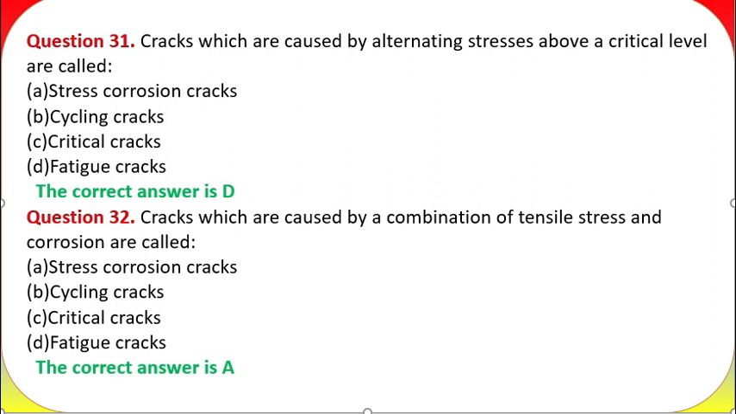Question 32. Cracks which are caused by a combination of tensile stress and corrosion are called: A. Stress corrosion cracks. B. Cycling cracks. C. Critical cracks. D. Fatigue cracks. The correct answer is A.